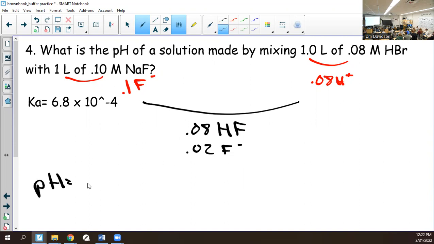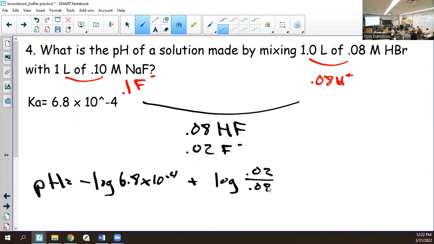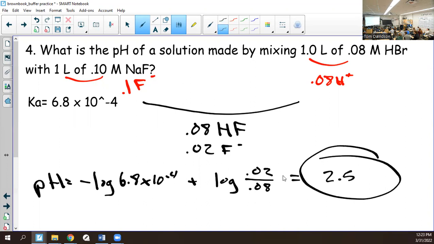So pH is equal to the negative log of the Ka plus the log of B over A, which is which one of these two? F minus over A. Can someone tell me why I didn't divide these to get their molarities? Because then it would cancel out again. They cancel out. Okay. So what do we end up with? 2.5. Okay. We all right with that? Good. I feel good about it.